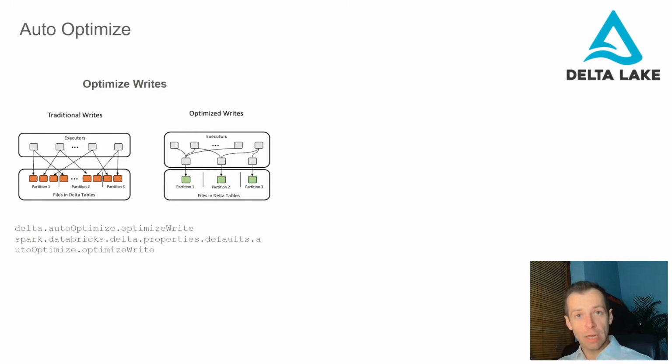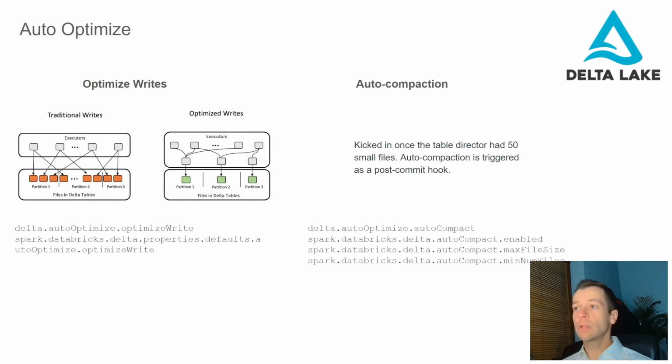Smaller number of writes to the disk, a job is faster. And the second feature is called auto compaction, and if we turn it on, it will automatically kick off optimization commands for us. Every time it will detect 50 small files or more. 50 is the default, but we can change it.